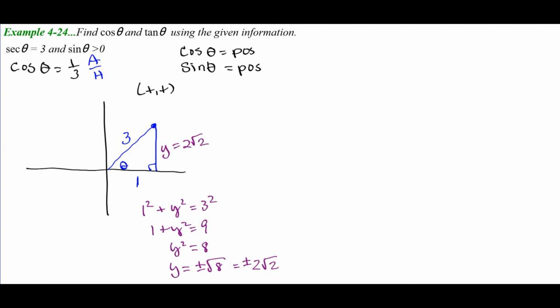Okay, so if I look at what they asked me to find, they asked me to find cosine of theta. So cosine of theta actually we already found, which was 1/3. So we already had that, and then we need to find the tangent of theta. So tangent of theta is opposite over adjacent, so 2 radical 2 over 1, which is going to give me 2 radical 2.